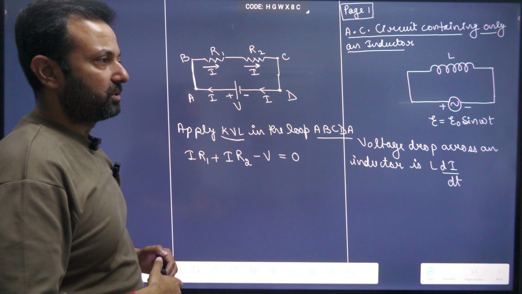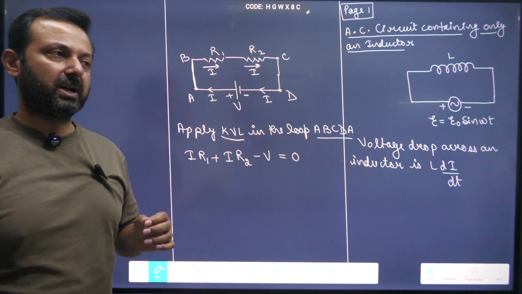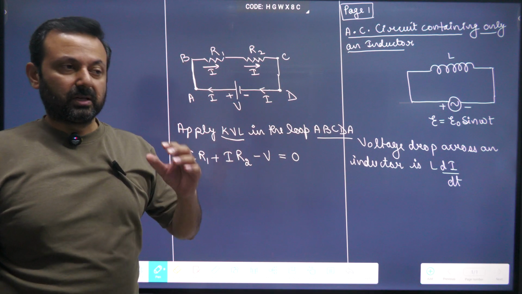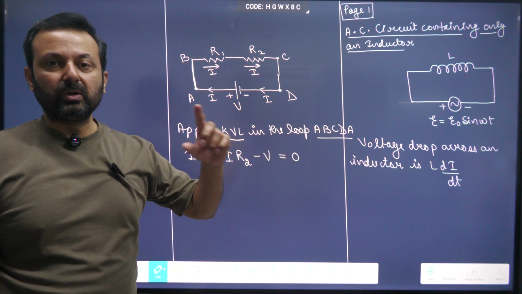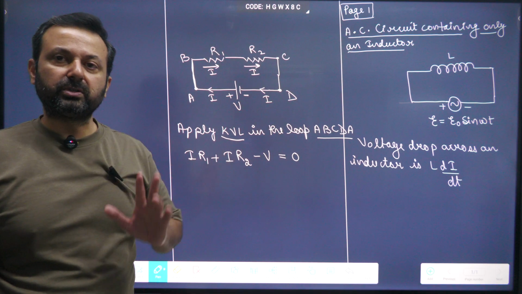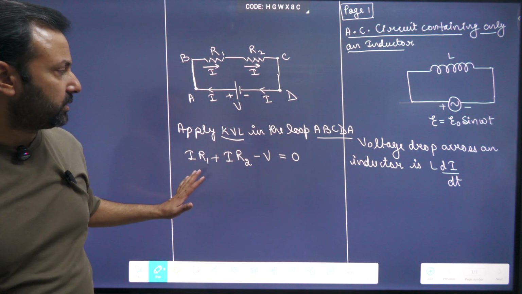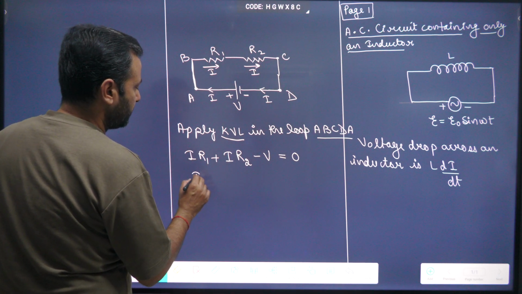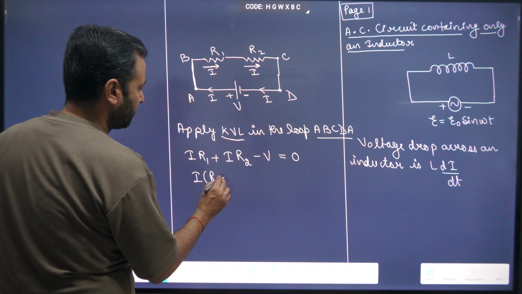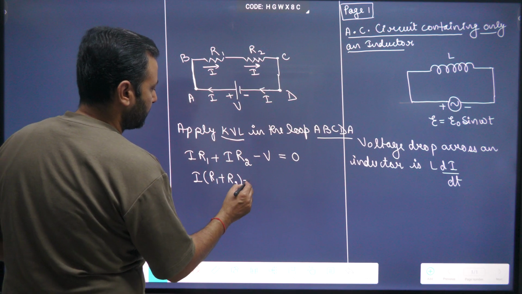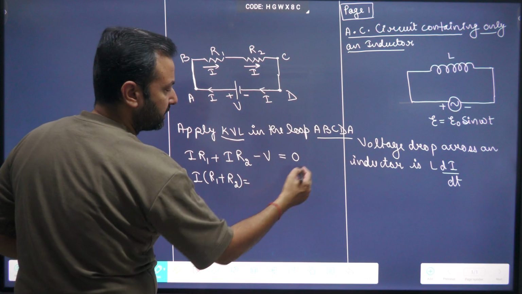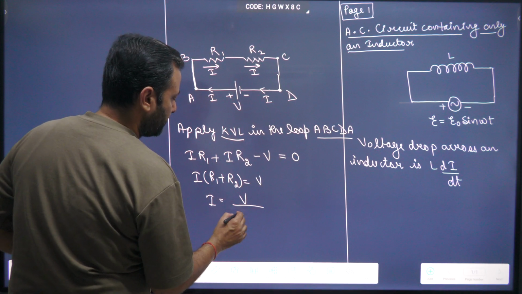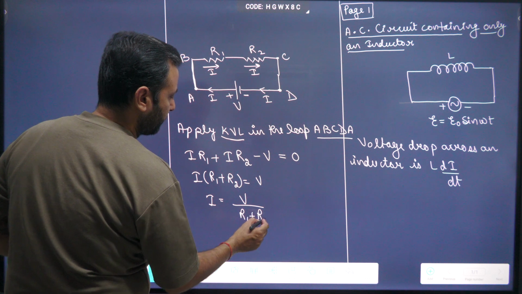So Kirchhoff's voltage law states that whenever we move in a closed loop, whenever we move in a closed circuit, then the sum of all the voltages across a loop is always equal to 0. All right, is this clear to you? And from here I can calculate the value of this I (R1 plus R2). Minus V is here. If we take it to the right hand side, it will become plus V. So I will be equal to V upon R1 plus R2.